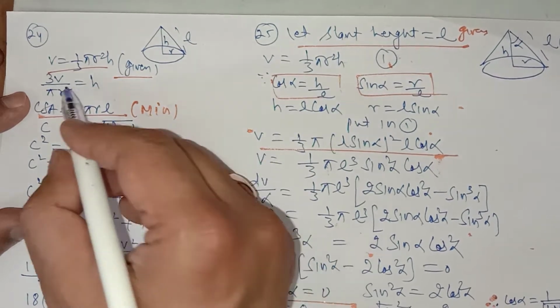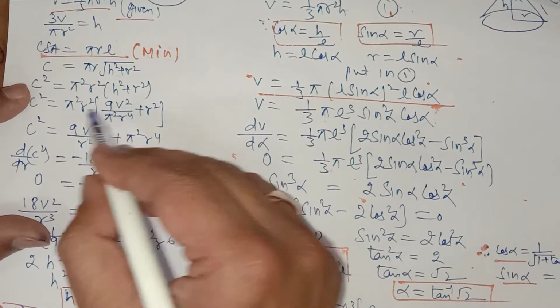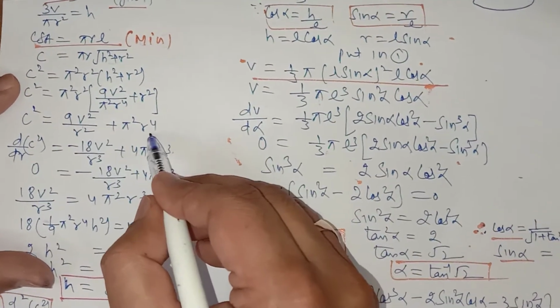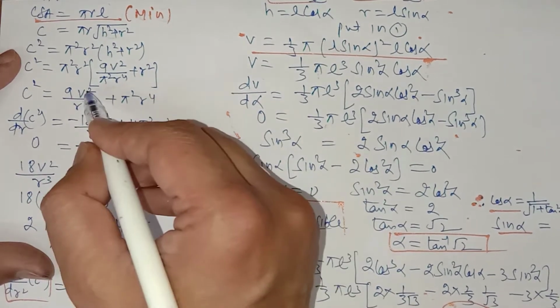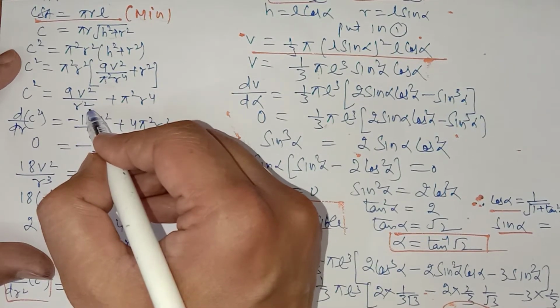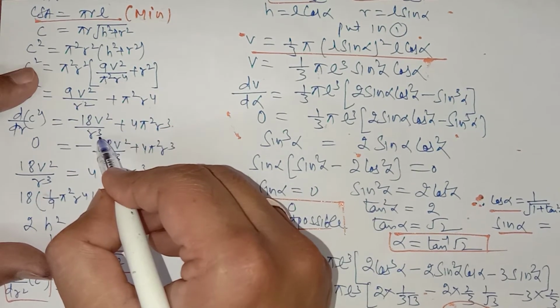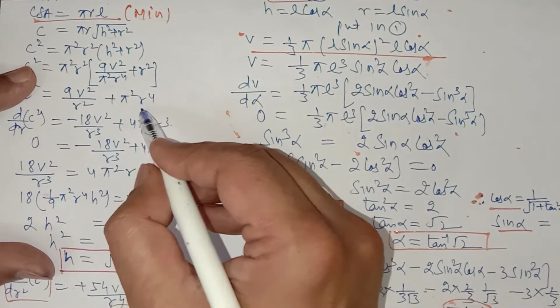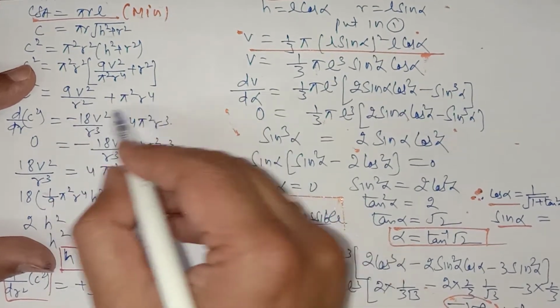Replace the value of h from here, it is 3v upon pi r square. Find the whole square, open the bracket like this. Differentiate this with respect to r. The differentiation of 1 upon r square is minus 2 upon r cube, or you take your own time to find its derivative, and the derivative of r raised to power 4 is 4r cube. Put it equal to 0.